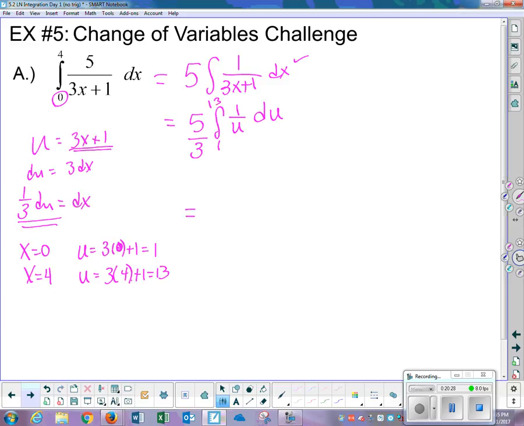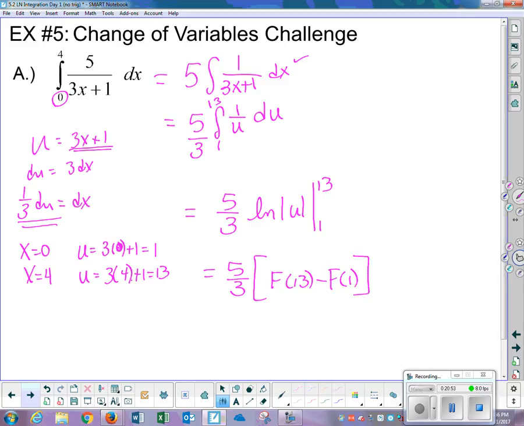Of course, I'm almost done. 5/3 natural log absolute value of u evaluated from 1 to 13. No reason to switch out of u's because we updated those bounds. They are now in terms of u. So you can finish this problem by going f of 13 minus f of 1. I pulled the 5/3 out front. So natural log 13 minus natural log of 1. Natural log of 1 is 0. So we get 5/3 natural log of 13.